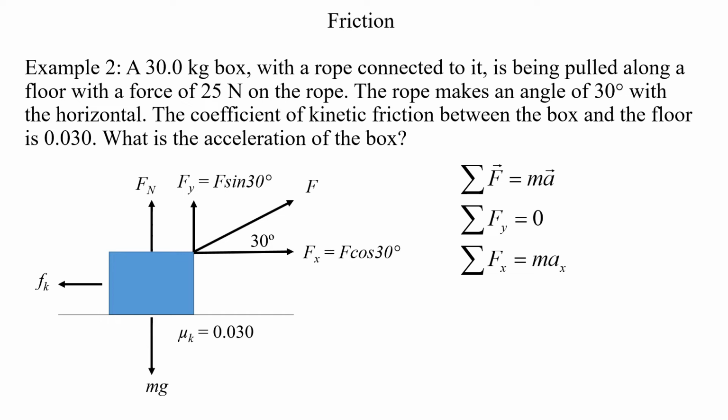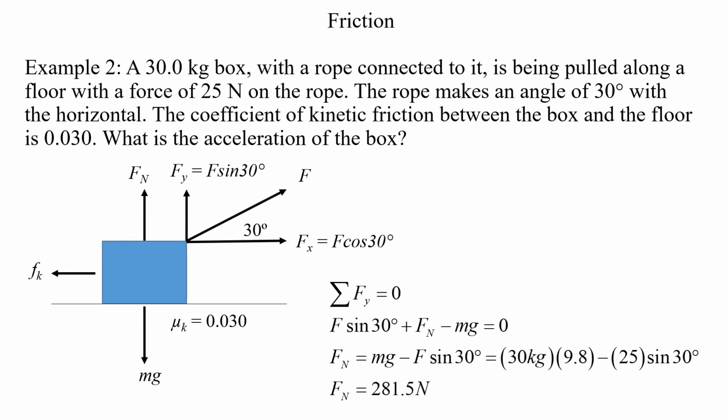So now we just apply the sum of the forces in y equals 0 and the sum of the forces in x equals ma. So first of all, let's do the y direction. So sum of the forces in y equals 0. So we have F sine theta, or F sine 30 degrees upward, plus force normal upward, minus the weight mg down equals 0. Now we're going to need the normal force to put in for our kinetic friction. So we have F normal then equals mg minus F sine of 30.